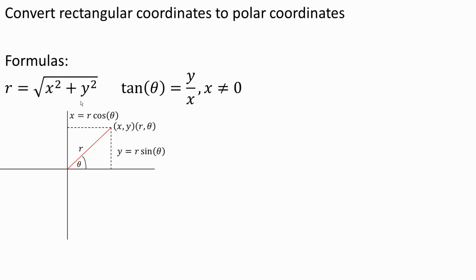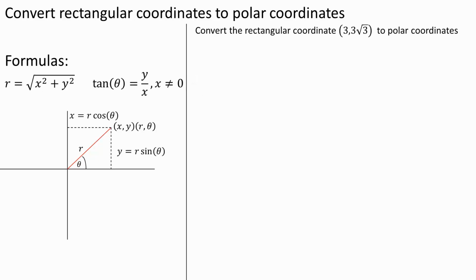For the first formula, you can think of this as x and this as y, and we have a 90-degree triangle, 90 degrees right here. So we know that x squared plus y squared is equal to r squared. Then we take the square root of both sides, and that's how we get this. Next, how do we get this? tan theta is equal to opposite y divided by adjacent x. And x cannot equal 0 because you can't divide by 0.